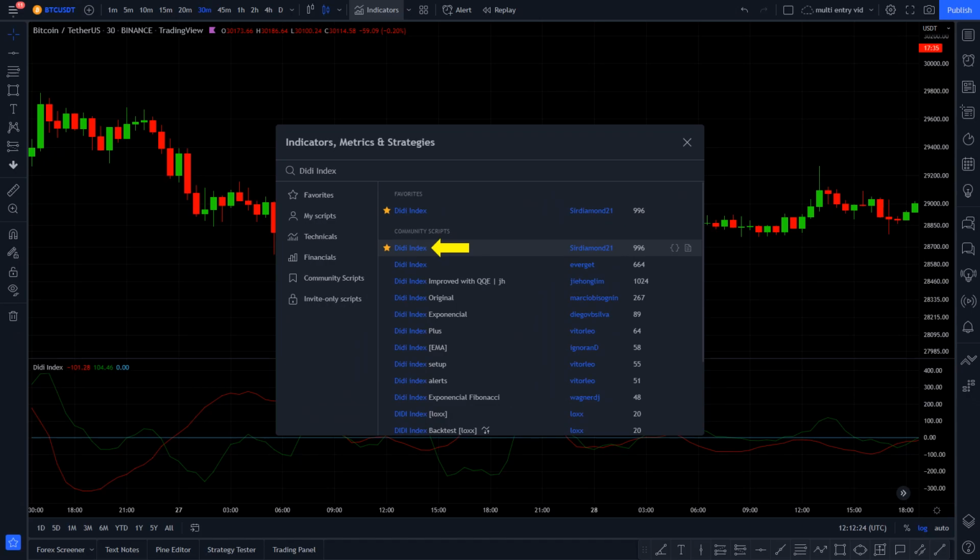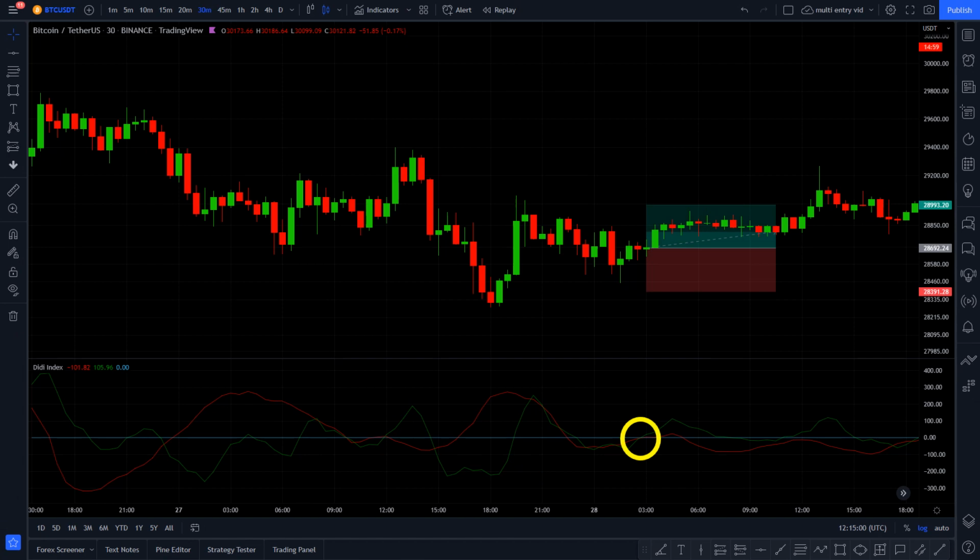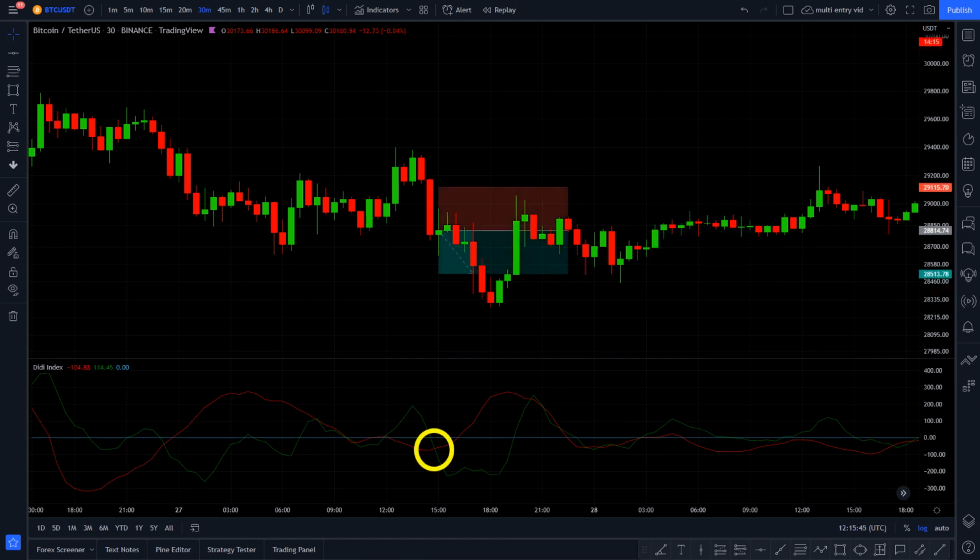The next one is the DD index. The DD index also has red and green lines. Once the green line moves above the red one, we have a buy signal, and the short signal is when the green line goes under the red line.